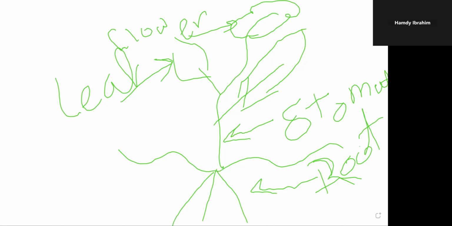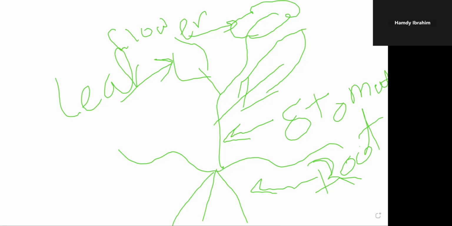First thing is to anchor the plant in the soil. Anchor means to fix. So roots fix the plant in the soil. The second function is to absorb water and the nutrients from the soil. So it anchors the plant in the soil and then absorbs water and the nutrients from the soil. And the third function is to store food.